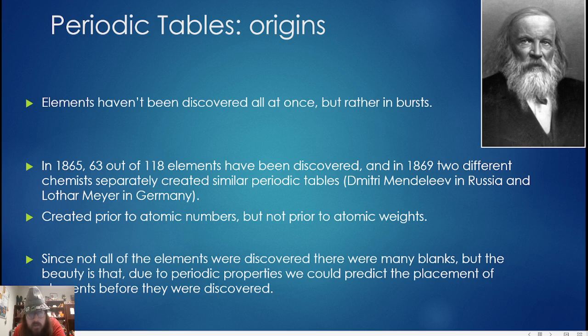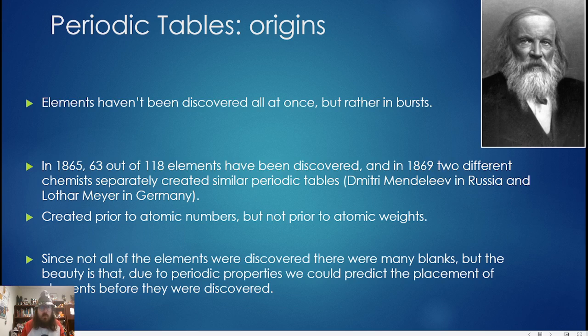If you have different ways to test minerals, you can quickly figure out, oh, this mineral contains a new element in here. New mining methods, new analysis methods. All these things lead to suddenly we find stuff that was right in front of our face the whole time, but we didn't necessarily recognize it as such. So by 1865, only 63 out of 118 elements have been discovered, a little over half. So that means there's a lot of gaps.